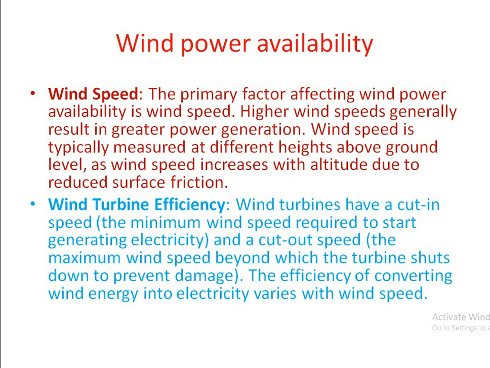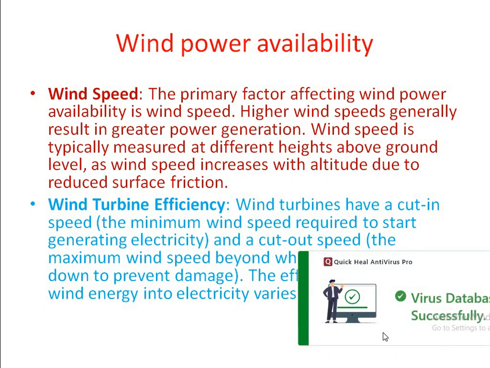Then comes the next point, wind power availability. So the wind power availability depends upon the following factors. That is the wind speed. The primary factor affecting wind power availability is the wind speed. Whenever there is a higher wind speed, it generally results in greater power generation. Wind speed is typically measured at different heights above the ground level, as wind speed increases with altitude due to reduced surface friction.